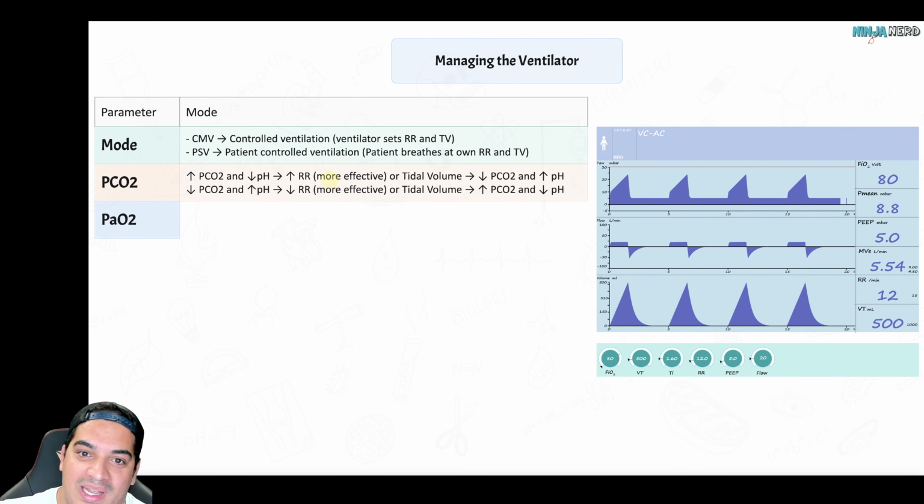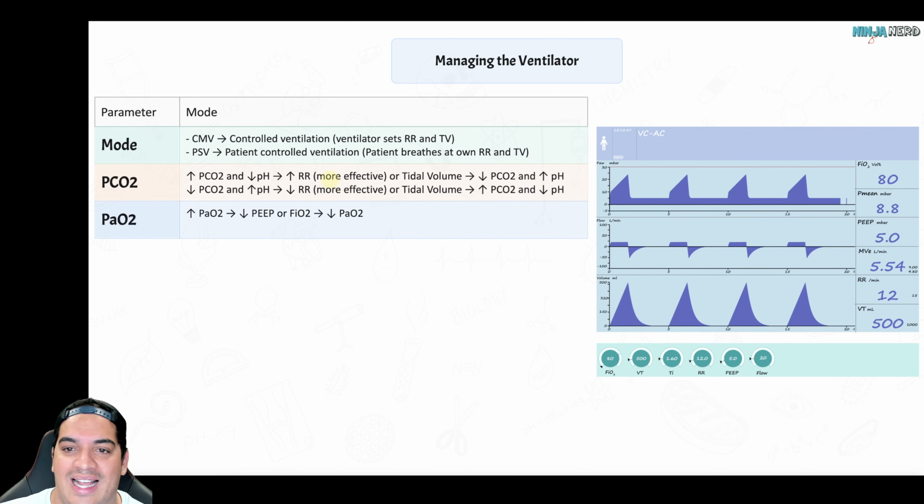The next one is PaO2. What if it's too high? Well, if the PaO2 is too high, that may sound dumb, but what do I want to do? Don't I want their oxygen to be really high? No, it's actually kind of dangerous. You want to reduce the PEEP or the FiO2, and that'll reduce the PaO2. Same scenario, PaO2 is low, increase the PEEP or increase the FiO2.